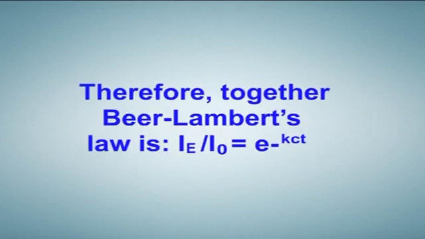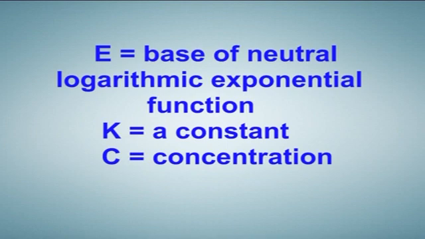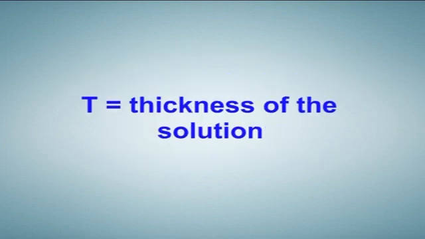Therefore, together Beer-Lambert's law is Ie / I0 = e^(-kct), where Ie is the intensity of emerging light, I0 is the intensity of incident light, e is the base of the natural logarithmic exponential function, k is a constant, c is the concentration, and t is the thickness of the solution.